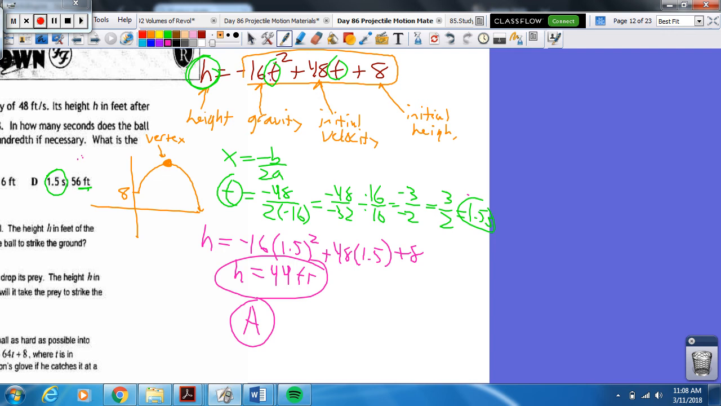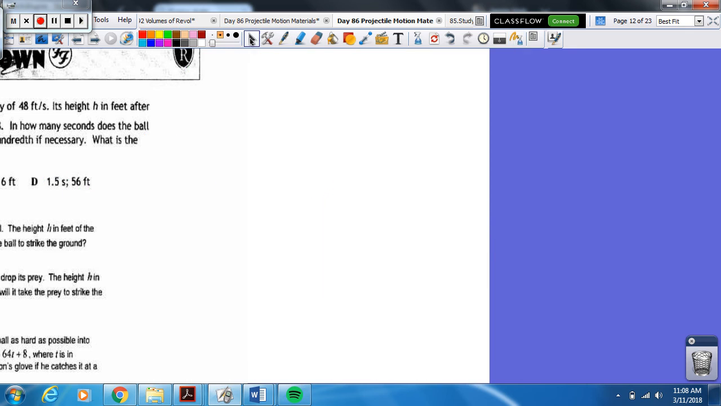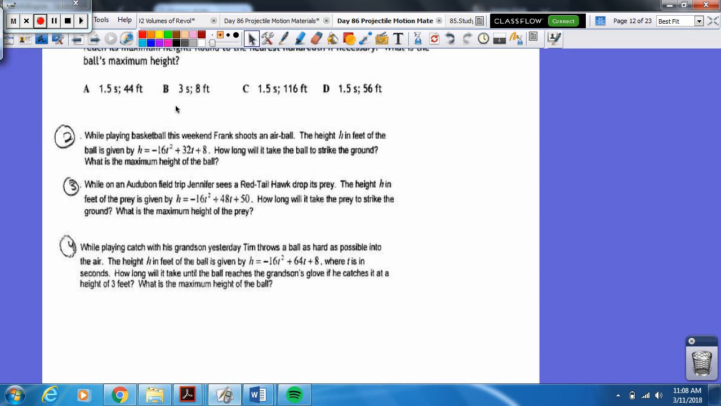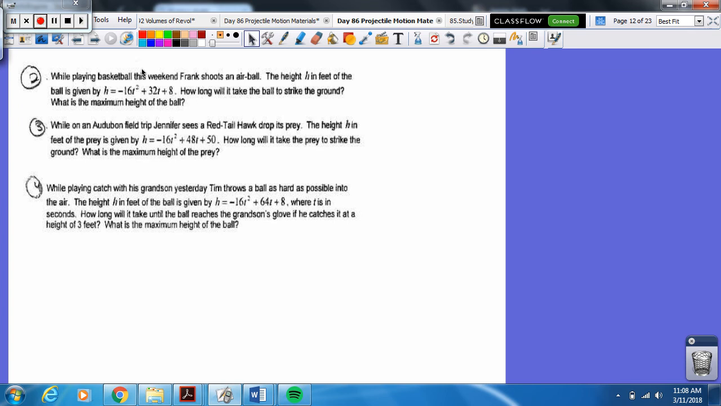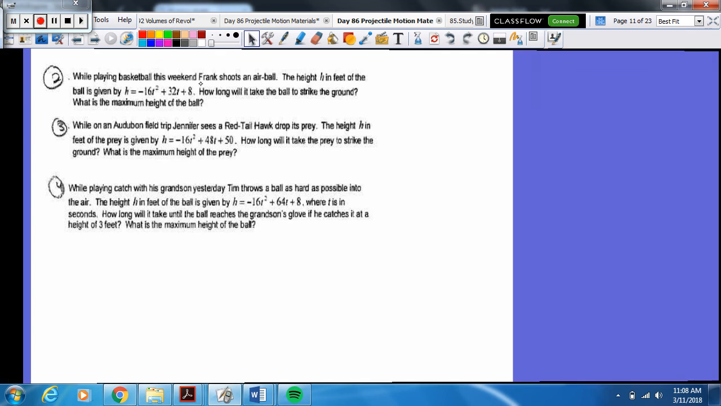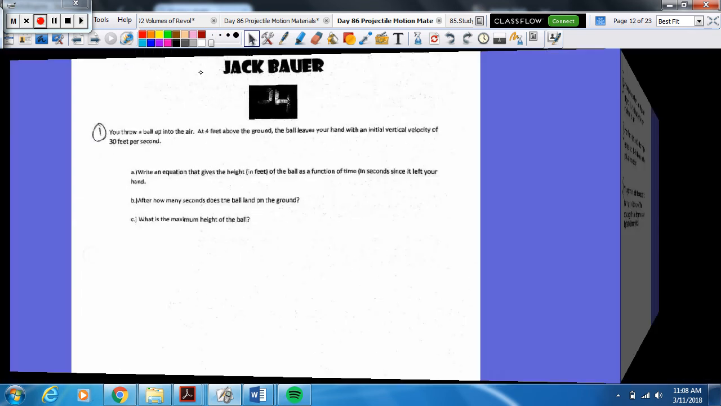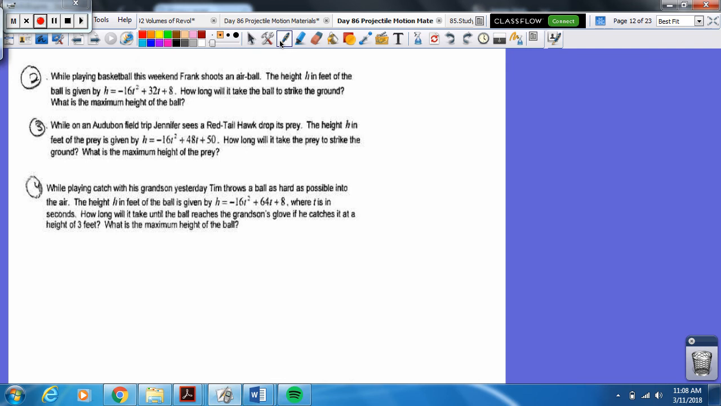Okay, let's try number 2. Back here. So now our homework, number 2. While playing basketball this weekend, Frank shoots an air ball. A height h is given by h equals negative 16t squared plus 32t plus 8. How long will it take the ball to strike the ground, and what is the maximum height?